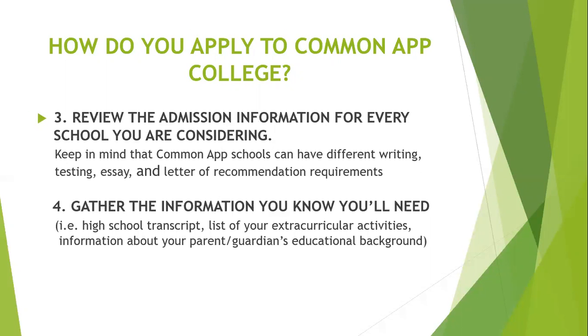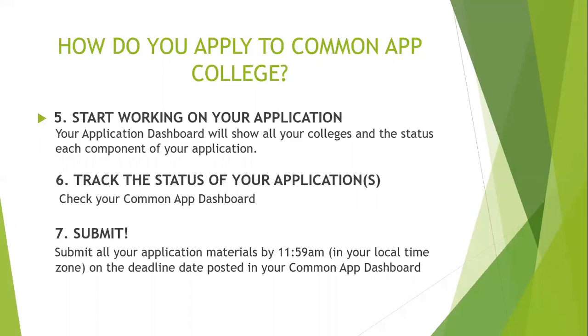Next, review the admission information for every school you are considering. Please keep in mind that Common App schools have different writing, testing, essay, and letter of recommendation requirements. Next, you'll need to gather all the information you'll need, such as your high school transcript, a list of your extracurricular activities, and information about your parent or guardian's educational background. Now you're all ready to start working on your application.